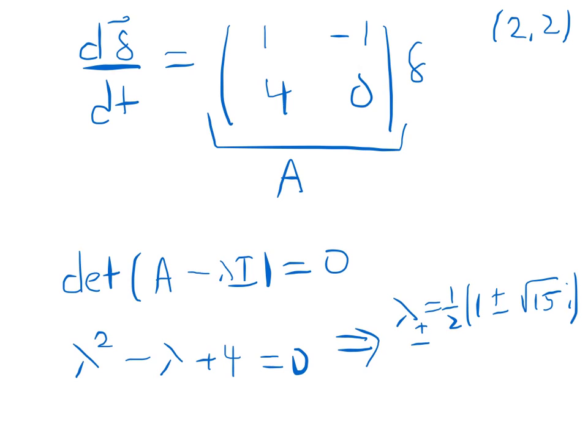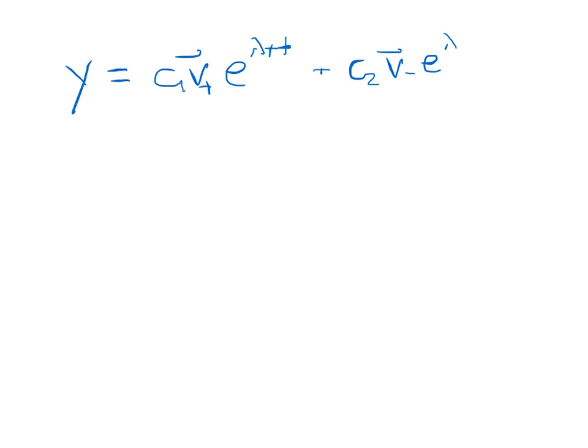These two eigenvalues have both a real and imaginary part, and the consequence of that is that the solution, if we just remember the general solution that I described in class, is that y is equal to c1 times v plus, where v plus is the eigenvector, times e to the lambda plus t, plus c2 v minus e to the lambda minus t, where lambda plus minus, as I just said, were a half times 1 plus or minus the square root of 15 i.